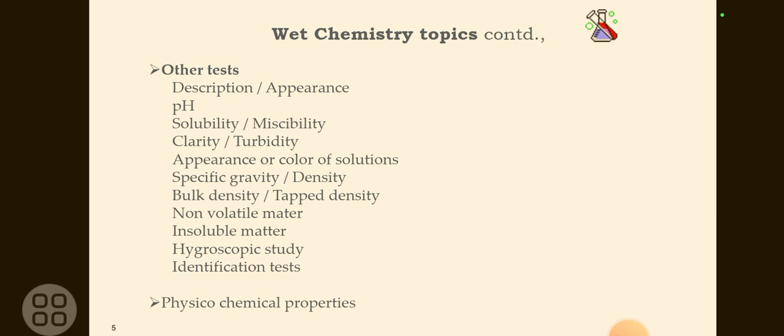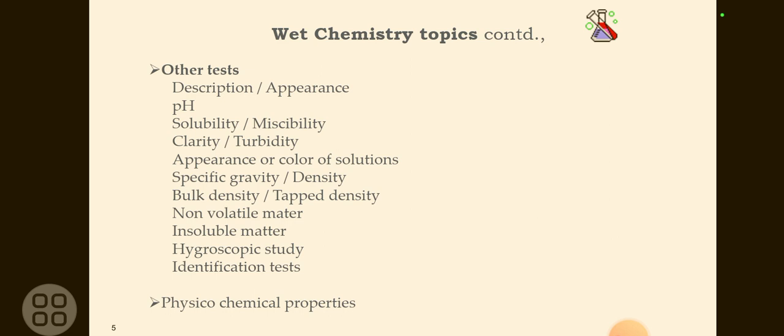So in that closed atmosphere in the desiccator, we will keep our material in an open petri dish, and we will expose that material for up to 24 hours. If your compound has a nature to absorb moisture, the weight will change. So initially we take the weight before keeping the material in the desiccator, and after 24 hours we take the weight of that material again, and we compare the weights and calculate from the initial weight and the after weight.